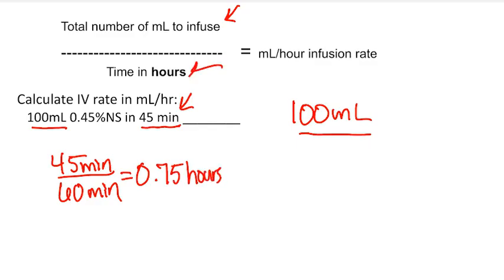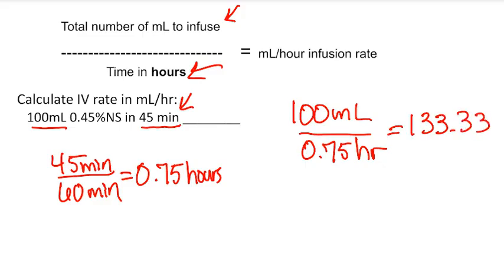Okay, so that's going to be my time in hours, 0.75 hours. And I divide 100 divided by 0.75 and I get 133.33, repeating. And again, I want whole numbers with my standard IV infusion rates. So because I want a whole number, I'm going to look at the first number after the whole number, and that's my 0.3. Because that is 4 or less, I'm not going to go up. So my final answer is going to be 133 milliliters per hour. Final answer.